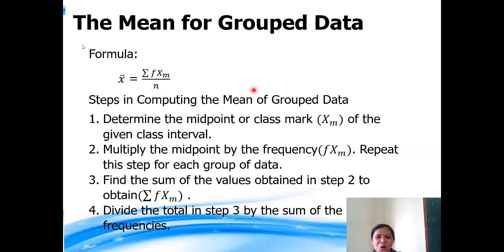And the mean for the group data. To compute, we have the formula. The mean is equal to the sum of f(x) sub m divided by n. So we have here the steps in computing the mean of group data.